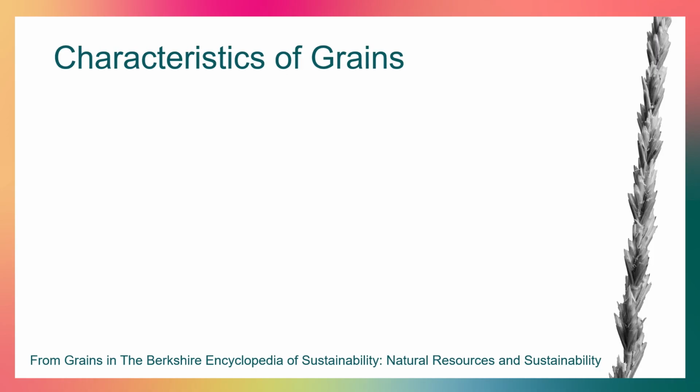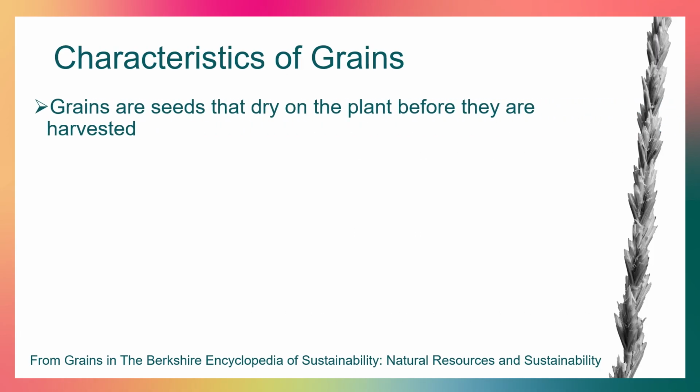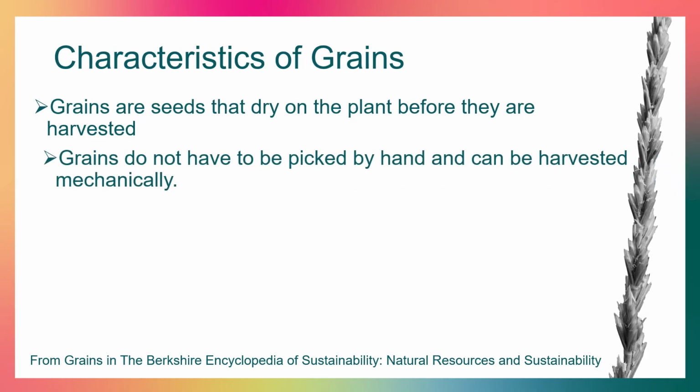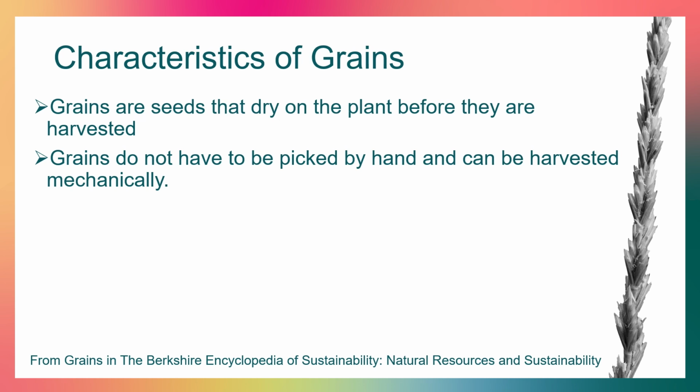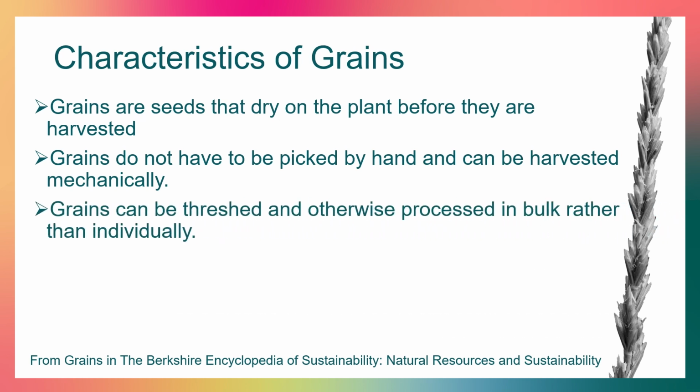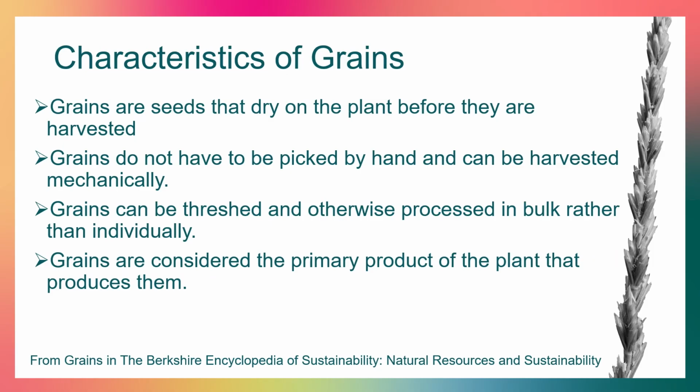1. Grains are seeds that dry on a plant before they're harvested. 2. Grains do not have to be picked by hand and can be easily harvested mechanically. 3. Grains can be threshed and otherwise processed in bulk rather than individually. 4. Grains are considered the primary product of the plant that produces them. And 5. Grains are rich in macronutrients such as carbohydrates, fats, or protein.